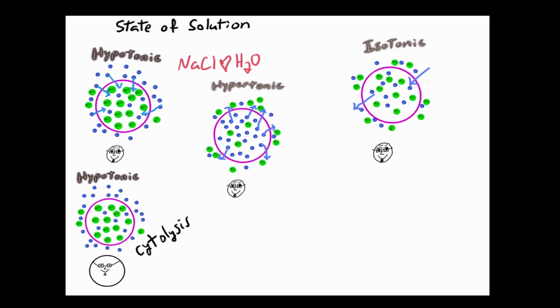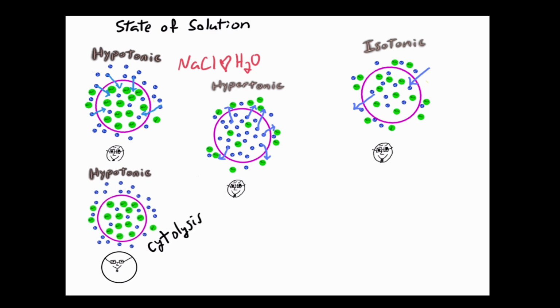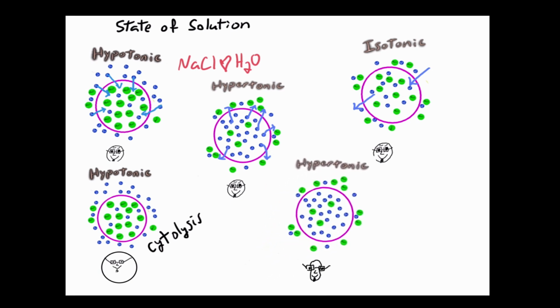Let's go ahead and have a look at what happens when we have a cell placed in a hypertonic solution. Here again you've got a net movement of water out of the cell. And what happens when you have a net movement of water out of the cell is the cell is going to shrink. And that is called plasmolysis.